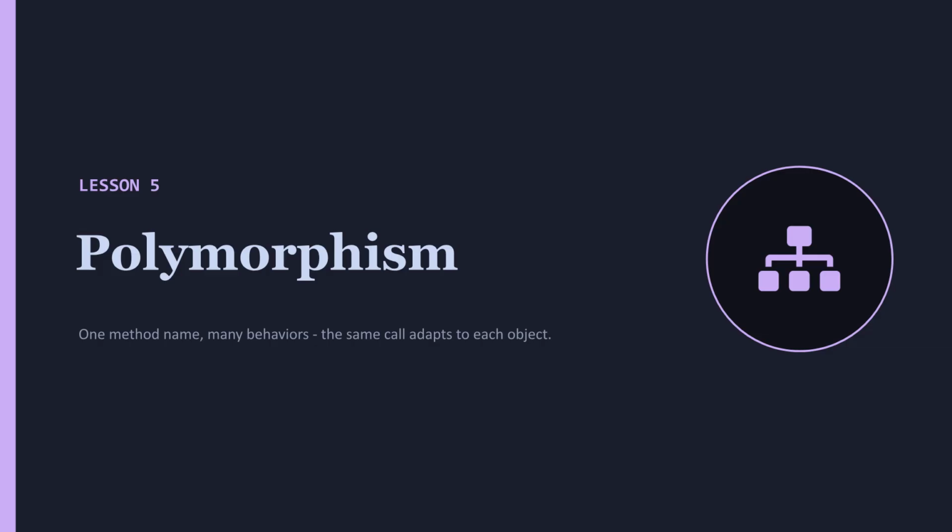Welcome to Lesson 5, Polymorphism, one method name that produces many behaviors, where the same call adapts to whatever object it is working on. You already glimpsed it in the capstone, when withdraw behaved differently per account. Now we will make it explicit. Polymorphism is what lets you write general code that works across many types without caring about their specifics.